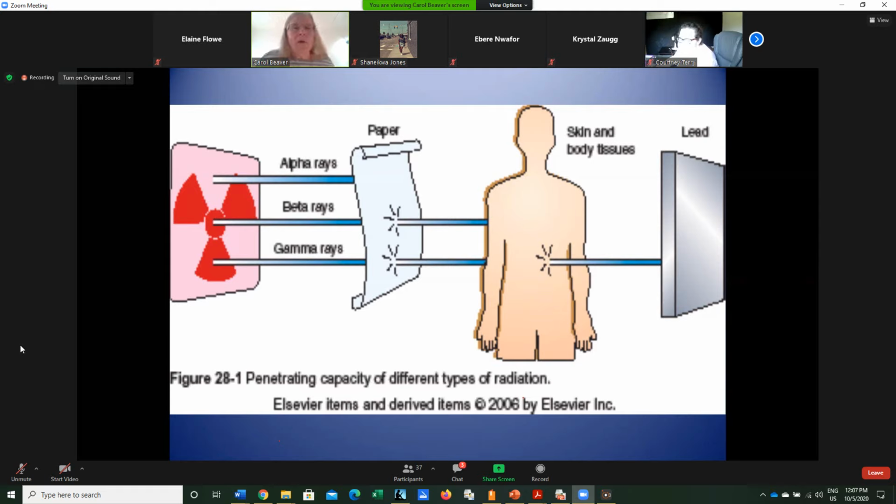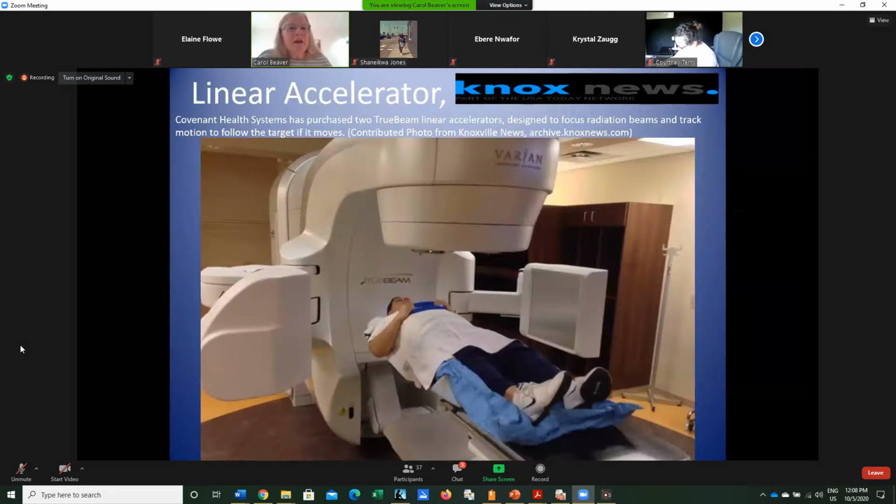So radium and cobalt, there's more. There's cesium and yttrium. My dad had yttrium beads in his liver. Okay, so this is a really, really busy page, and then I'll stop and we'll have a break.